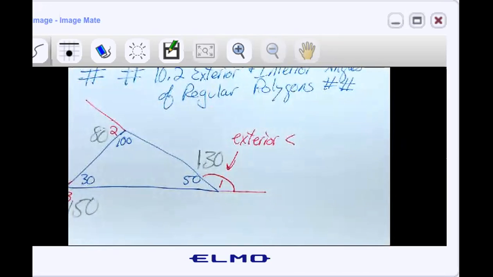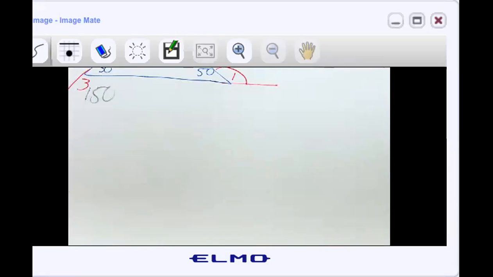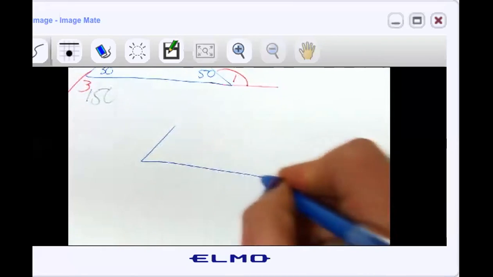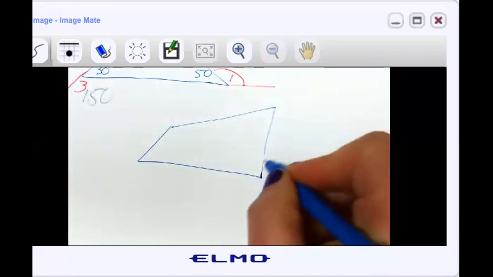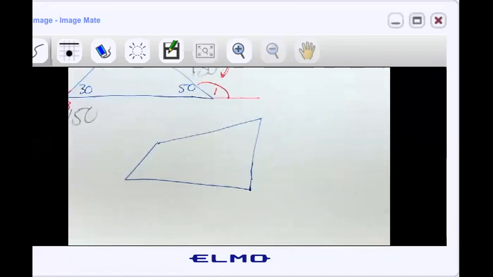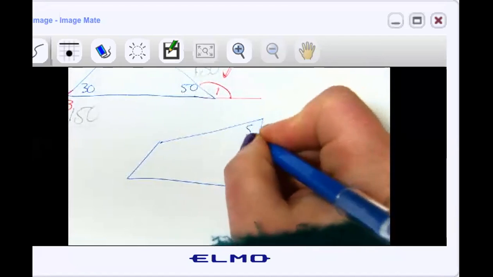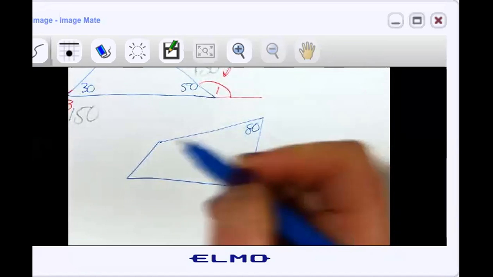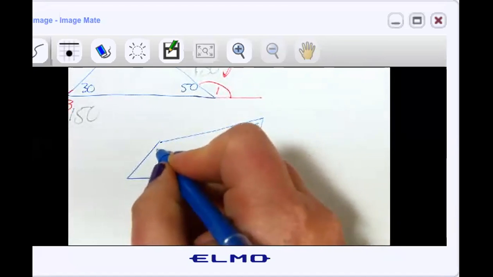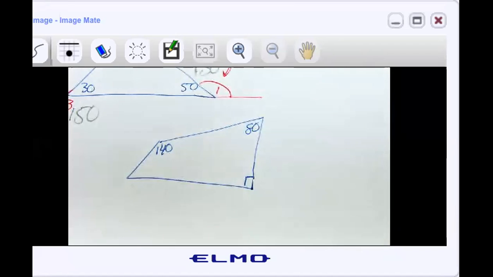Let's try another shape. Let's step it up to a quadrilateral. If I just draw any old thing with 4 sides, it doesn't even really matter what it looks like. I'm going to give you the angles here again. Let's say that this one's 90, maybe this one's 80, and maybe this one is 140. I do have to figure out the last one because they have to add up. It is a quadrilateral, so all 4 angles on the inside have to add to 360, so that would leave the 4th one to be 50.